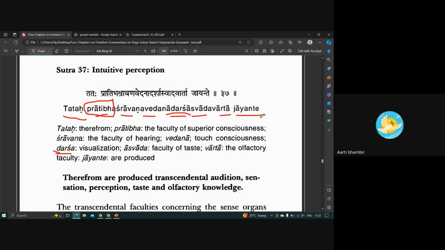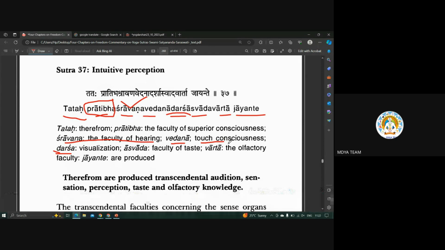Shabd, sparsh, rasa, roop, rasa, gandh. No, again repeat. Shabd, sparsh, roop, ras, gandh. Yes, Shabd. First is the Shravan. Shravan is related with the Shabd, special hearing power. Next is the Vedana. Next tanmatra is the touch, Sparsa, special touch.